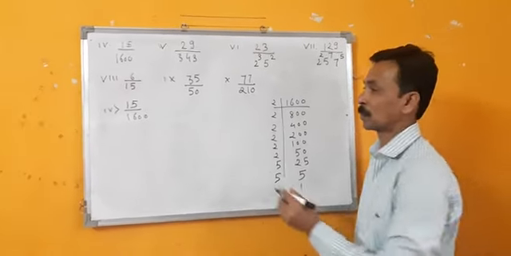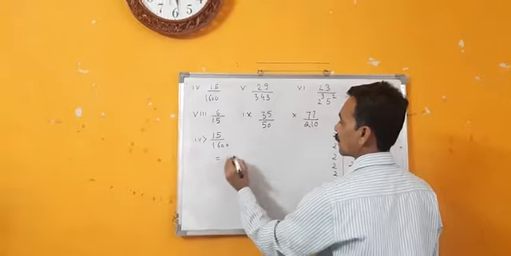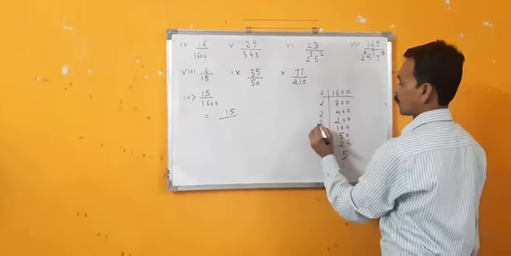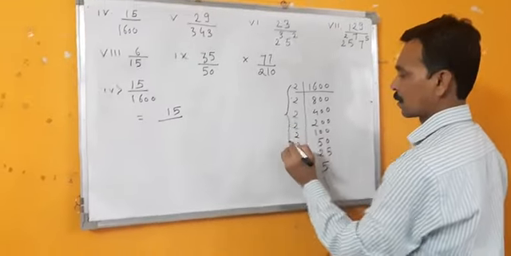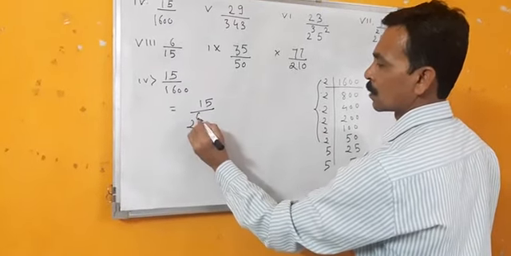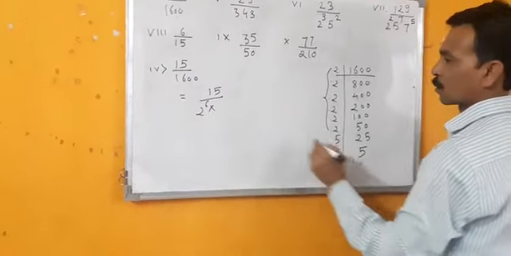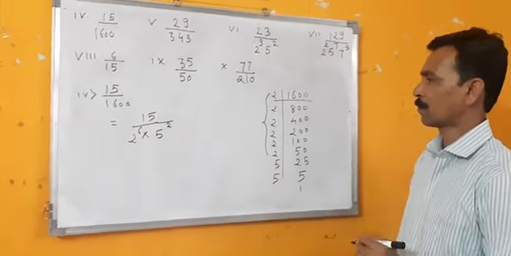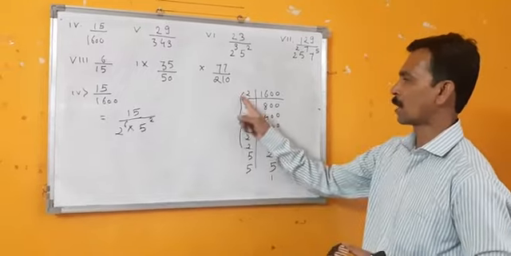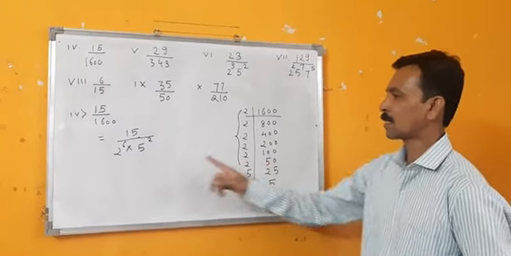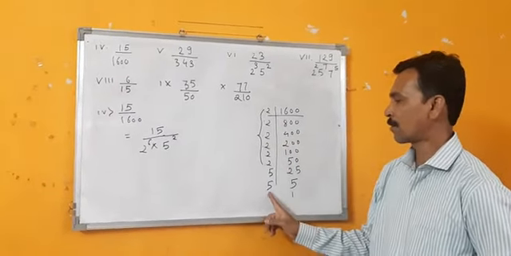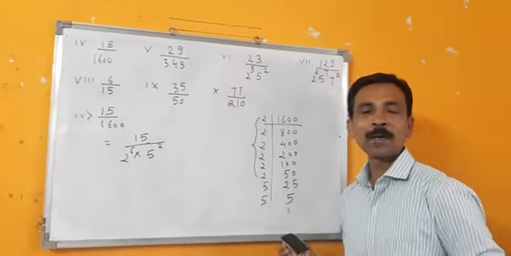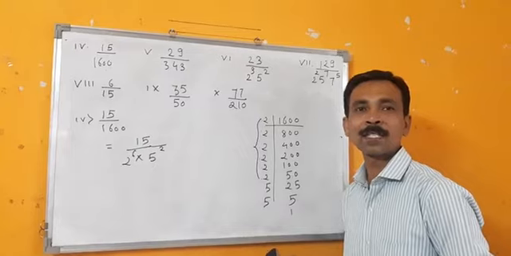So this becomes 15 upon 1600, which is 2 raised to 6 into 5 raised to 2. See here, 2 are how many times? 1, 2, 3, 4, 5, 6. So 2 raised to 6. And 5 are how many times? 2. 5 raised to 2. Is the denominator of the form 2 raised to n into 5 raised to n? Yes.